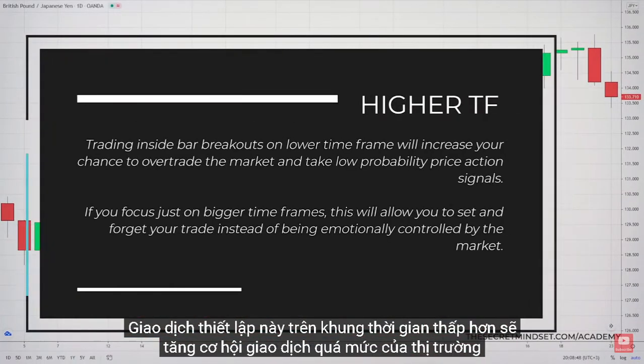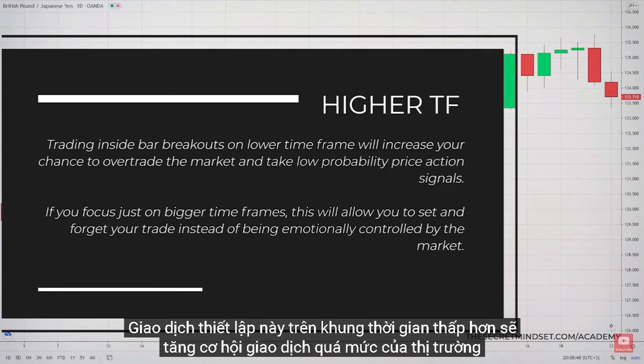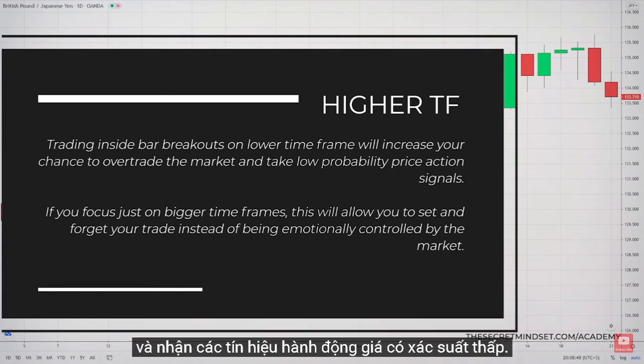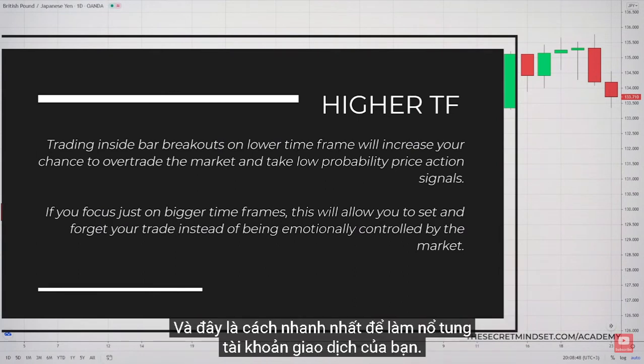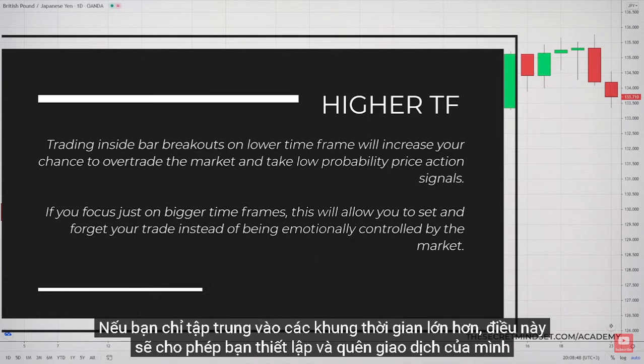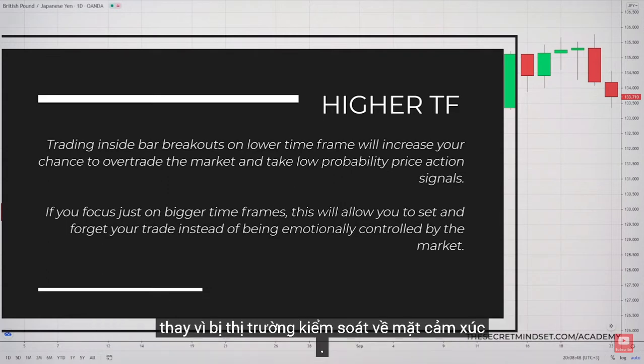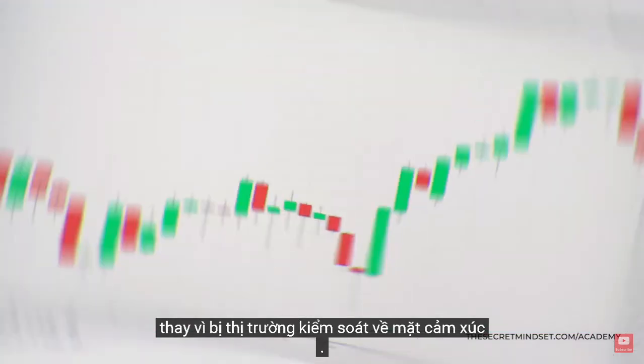Trading the setup on the lower time frame will increase your chance to overtrade the market and take low probability price action signals. And this is the fastest way to blow up your trading account. If you focus just on bigger time frames, this will allow you to set and forget your trade instead of being emotionally controlled by the market.